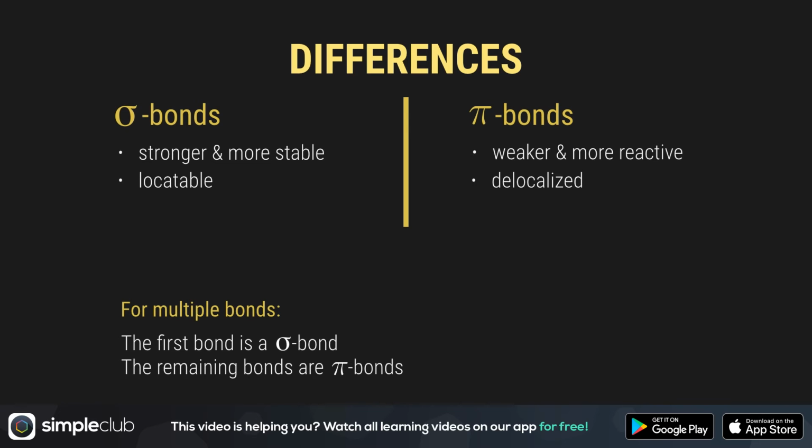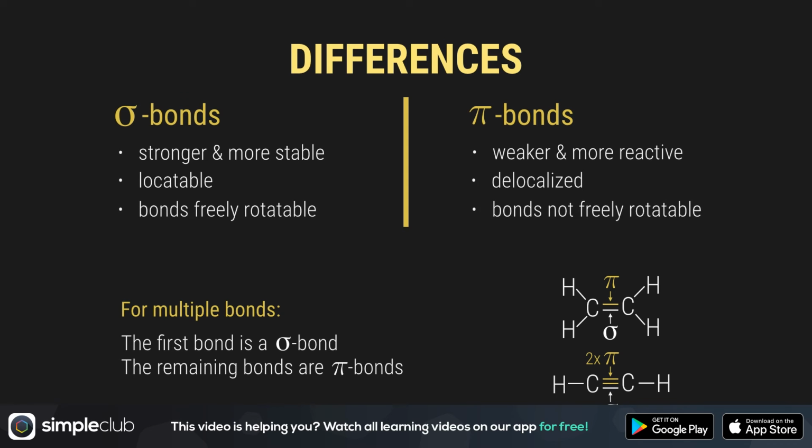Last but not least, it's good to know that with multiple bonds, the first bond is always a sigma bond and the rest are pi bonds. With double bonds, you always have a sigma bond and a pi bond. With triple bonds, there is a sigma bond and two pi bonds. On top of that, sigma bonds are freely rotatable because of their rotational symmetry. Pi bonds are not rotatable. If you have a plastic model of a molecule, you can't rotate the double bonds, only the single ones, meaning the sigma bonds.